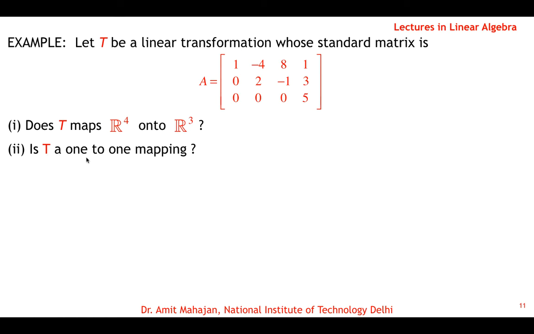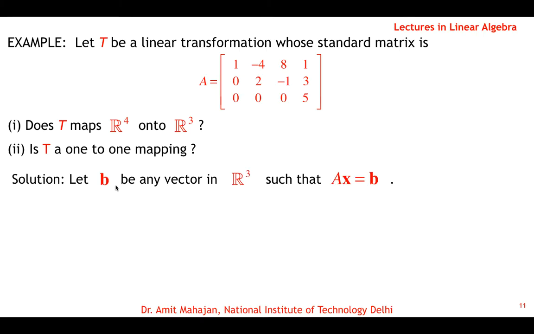And whether T is a one-to-one mapping: clearly no, T is not one-to-one, because the system is always consistent with infinite solutions. For a one-to-one mapping, if the system is consistent, it should have a unique solution. But there is a free variable, and so it has infinite solutions, so T is not one-to-one.